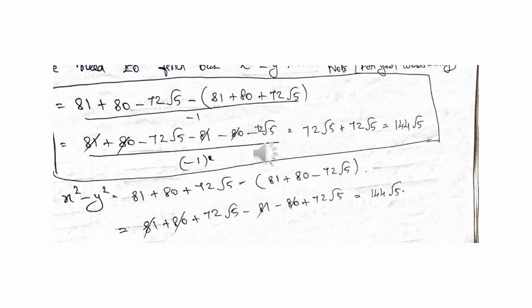Okay, 10th sum: x is equal to 5 minus 2 root 6. Find x square plus y square. Again we should do it in the same way as I said earlier. x is equal to 5 minus 2 root 6. 1 by x we need to find out. Okay, 1 by x, what we are getting is 5 plus 2 root 6.